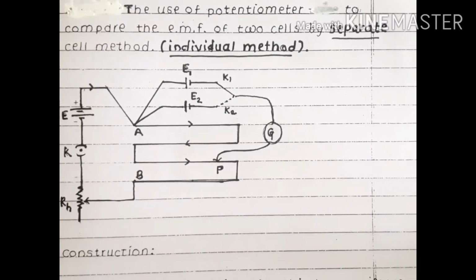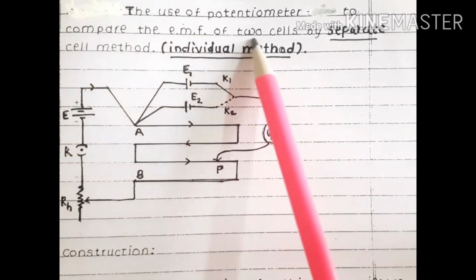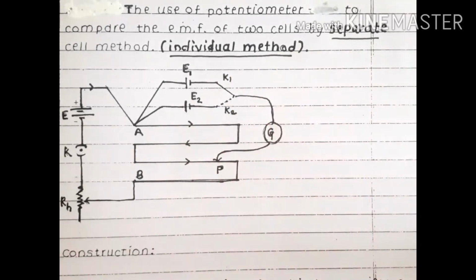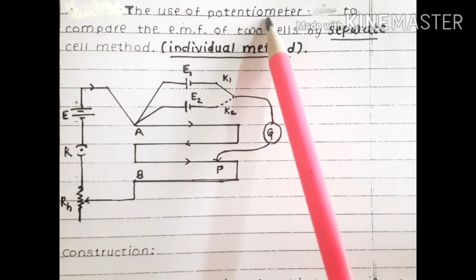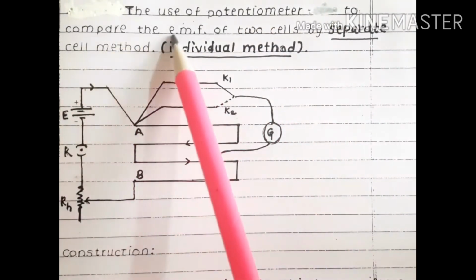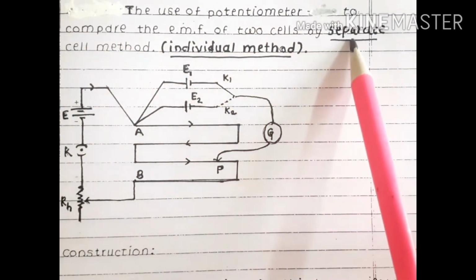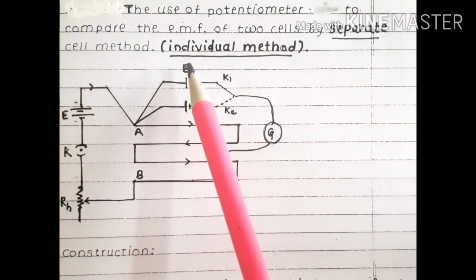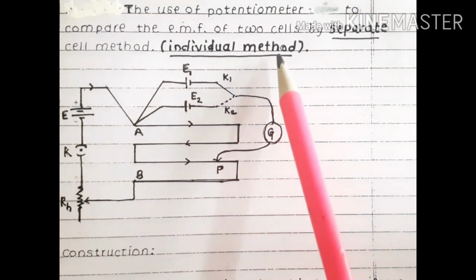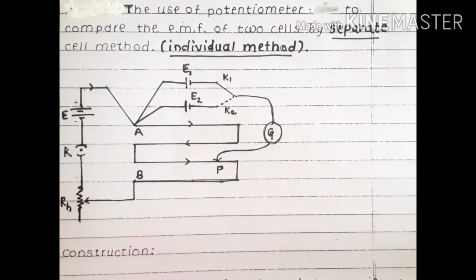Now our aim is to study the use of potentiometer to compare the EMF of two cells by the separate cell method. Another name for the separate cell method is the individual method. This is the circuit diagram useful to explain the use of potentiometer by the separate cell method.